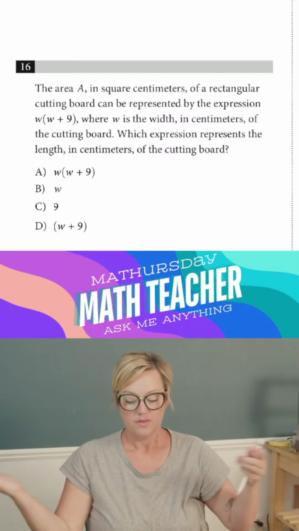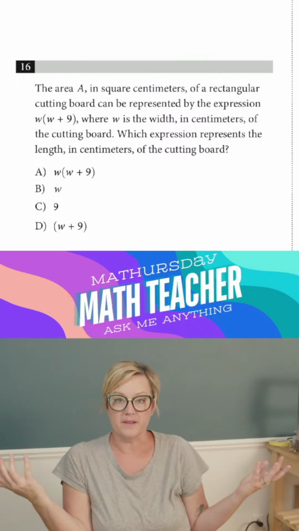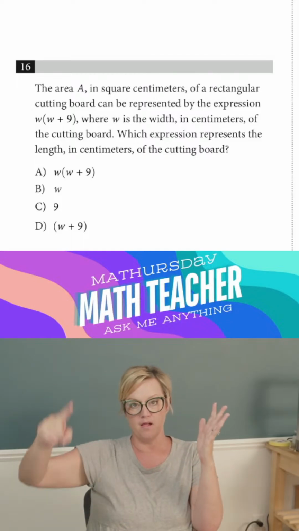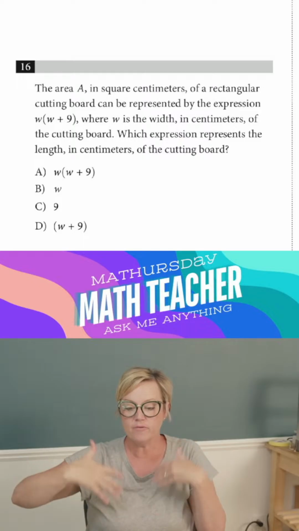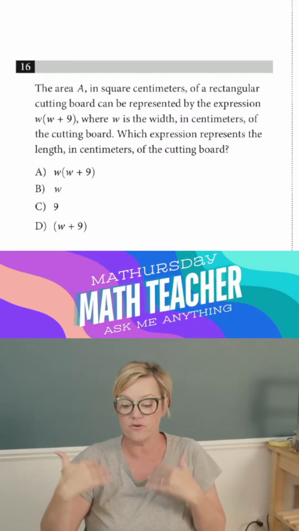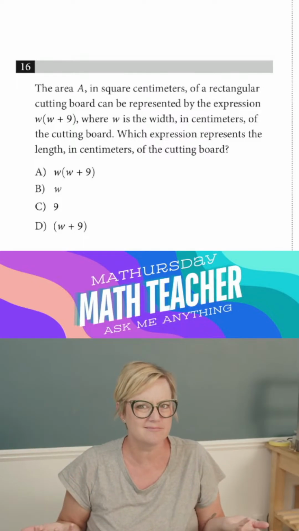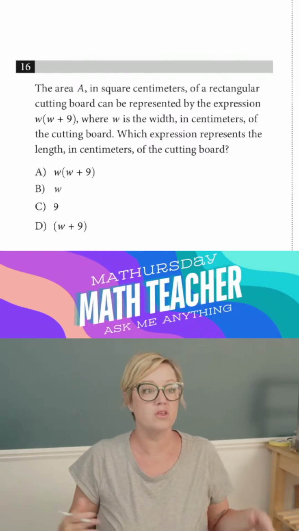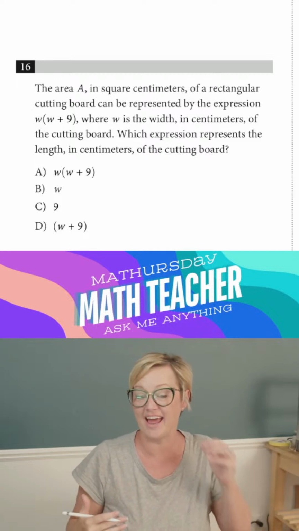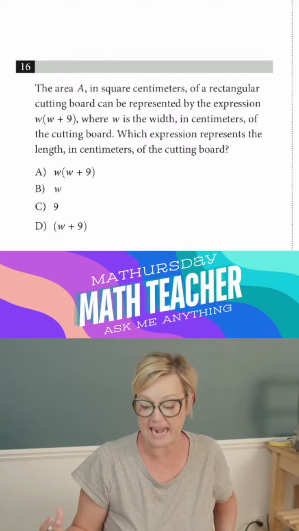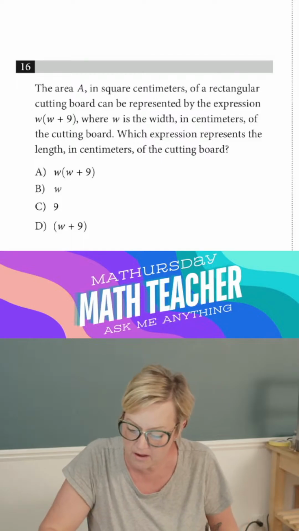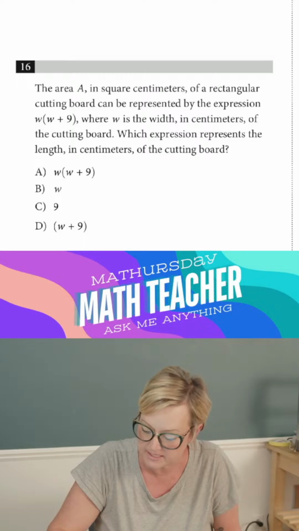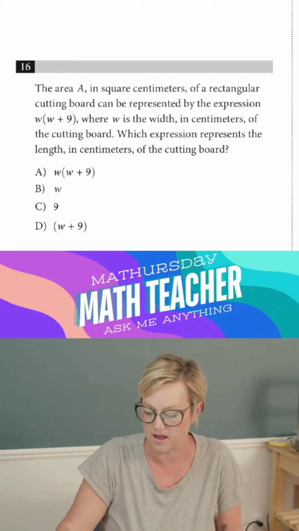Okay, so again, SAT problems are all over the place. The one that we did before with the polynomial equation with the graph was the problem right before this one. And then you come up to this one, which is kind of a middle school level problem. So you've got to go over everything and be ready for anything. We've got the area of a rectangular cutting board can be represented by the expression W times W plus 9, where W is the width in centimeters of the cutting board.